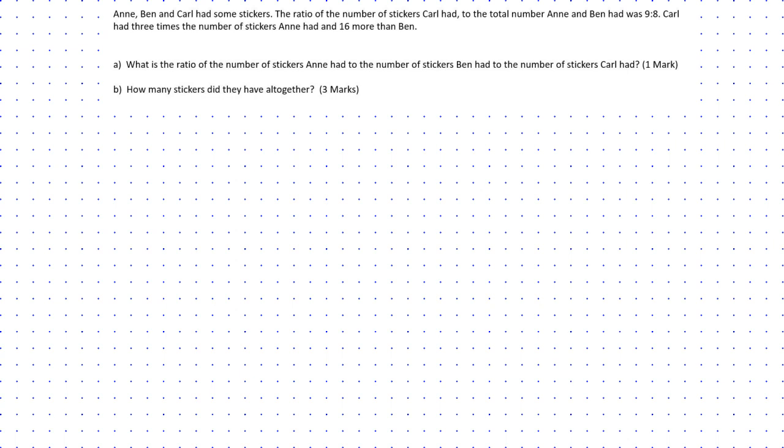So question number 1 is, what is the ratio of the number of stickers Anne had to the number of stickers Ben had to the number of stickers Carl had? So let us approach this question by drawing a model. I will be using the initials of the names for illustration purposes.